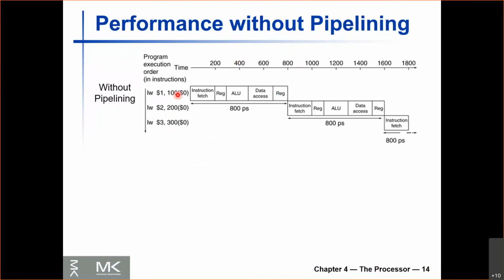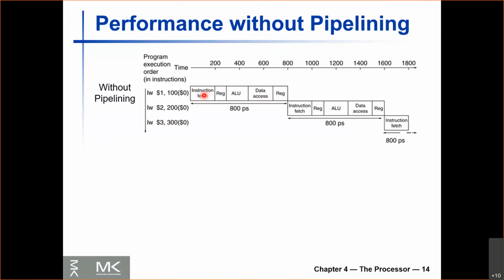So without pipelining, if I wanted to execute 3 instructions, it will look something like this. We said that all the stages are 200 picoseconds except the register read and register write, which are 100. So we have 200 plus 100 plus 200 plus 200 plus 100. That's a total of 800 picoseconds for each instruction.